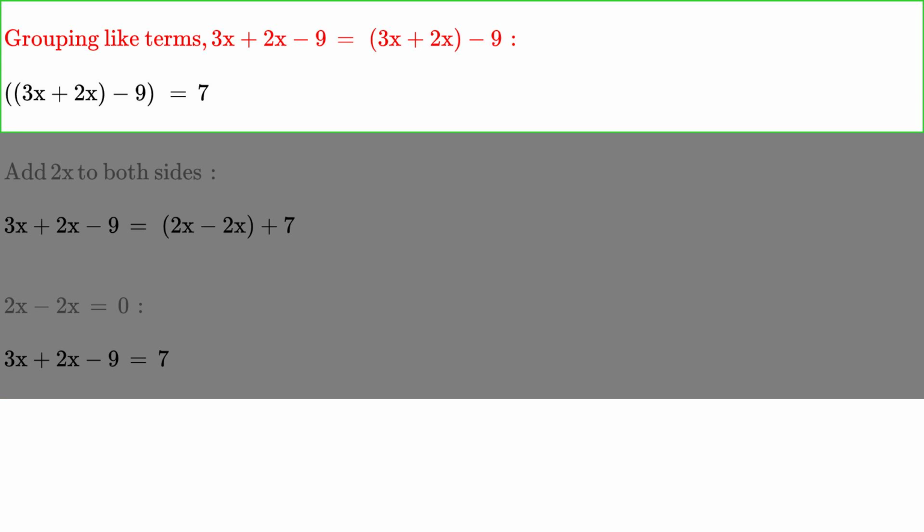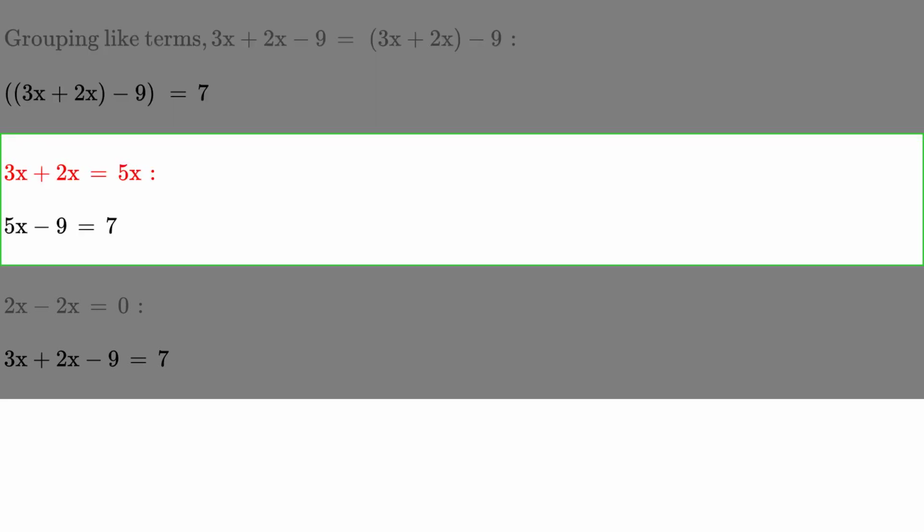This simplifies to the expression inside the parentheses, which is 3x plus 2x minus 9. Now, let's evaluate the expression inside the parentheses. The result is 5x minus 9. Now, let's compare this result to the original expression. The expression inside the parentheses, 5x minus 9, should be equal to the original expression, which is also in parentheses, 5x minus 9. And indeed, they are equal.